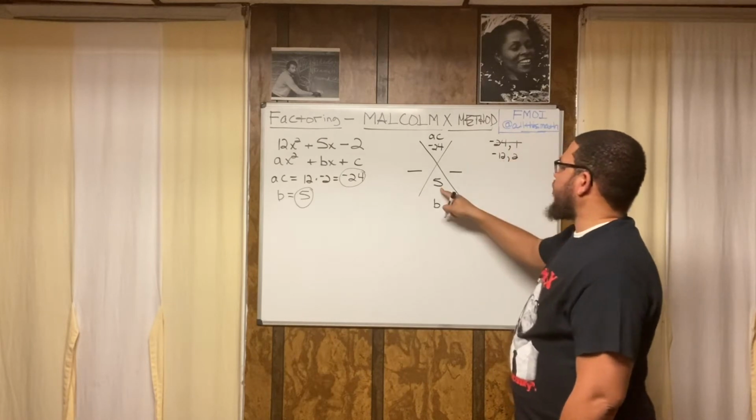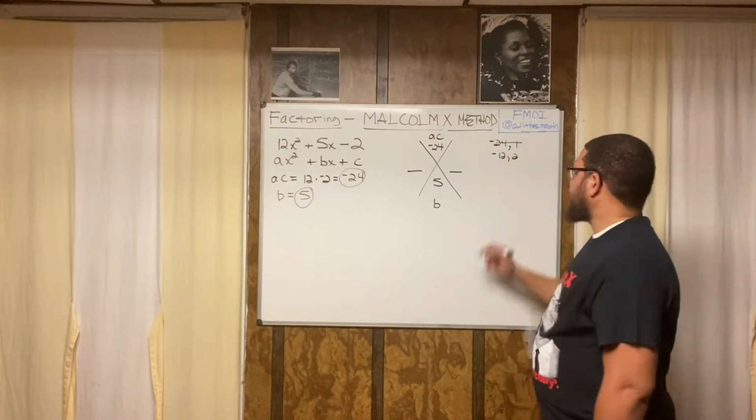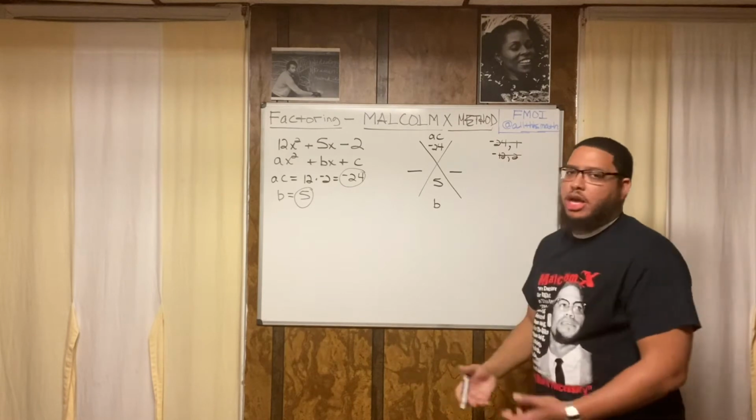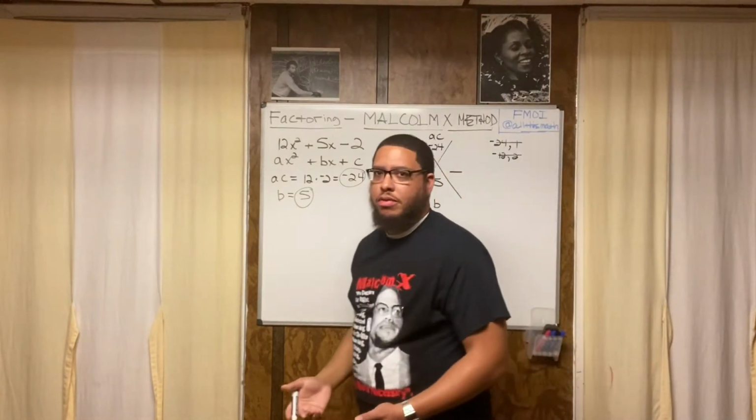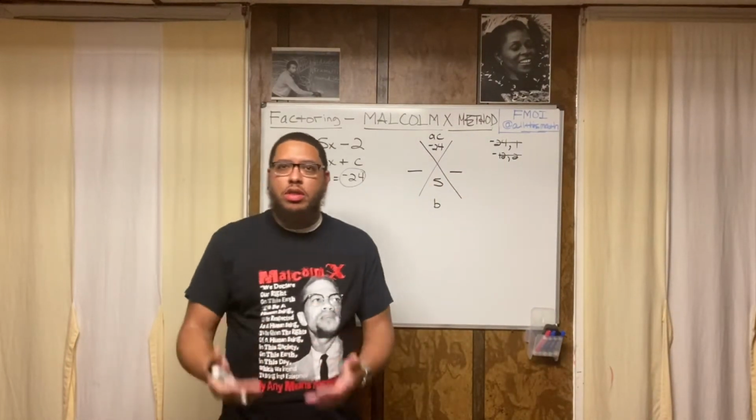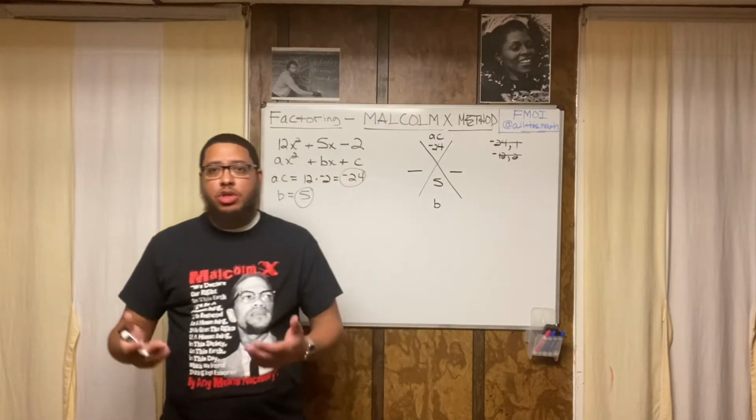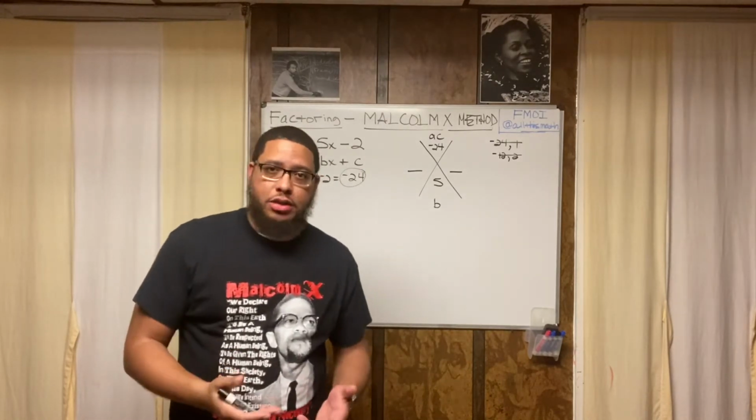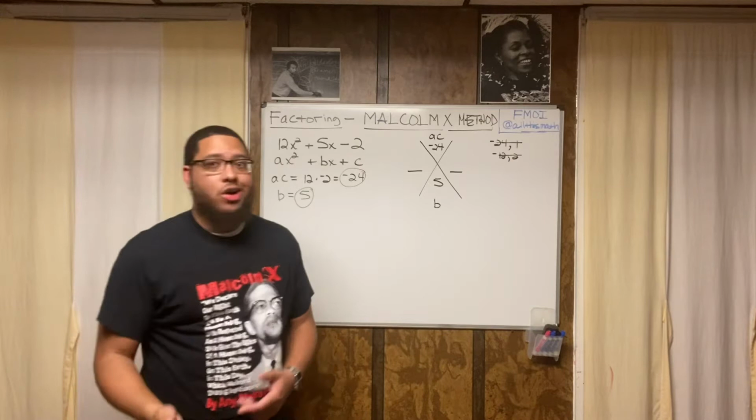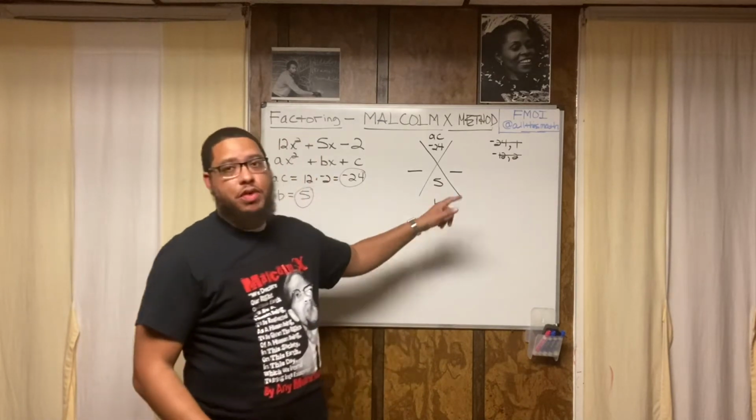Do those add up to 5? Nope. Cross those off the list. So right now we're using a method called trial and error, right? We're just going through all of the factors of negative 24 until we reach a pair of numbers that in fact are factors of negative 24 that also add up to positive 5.